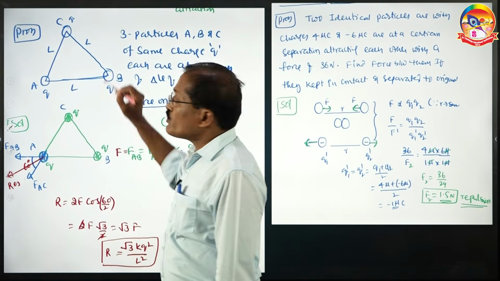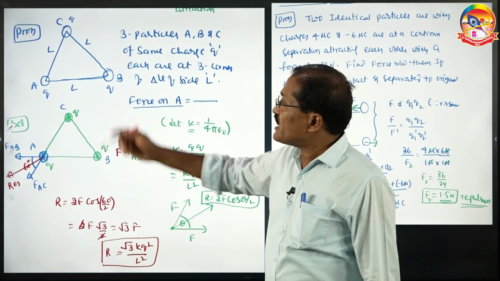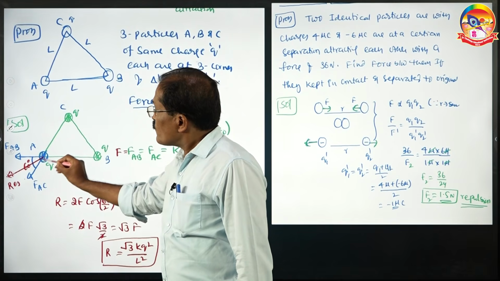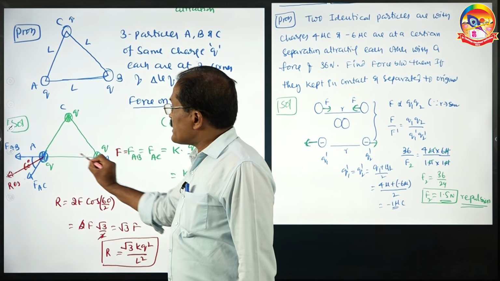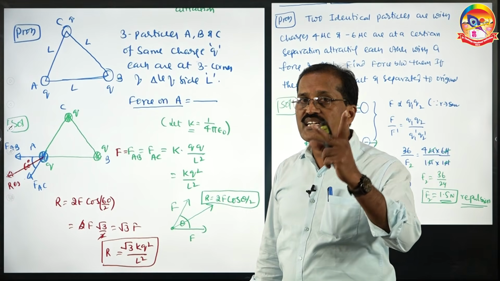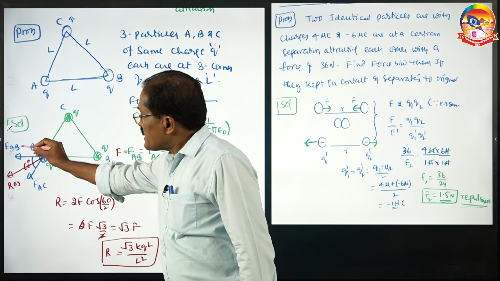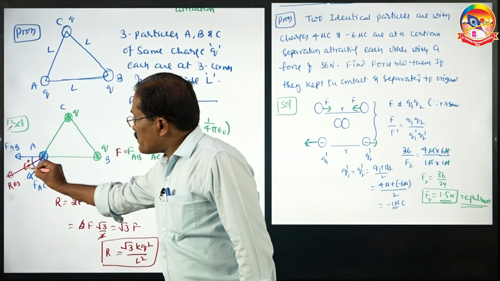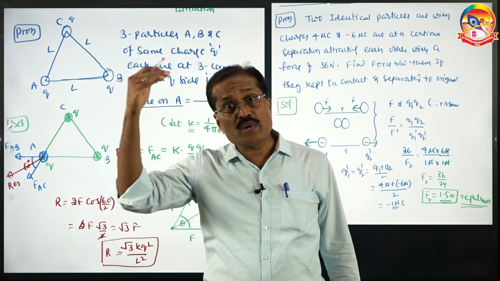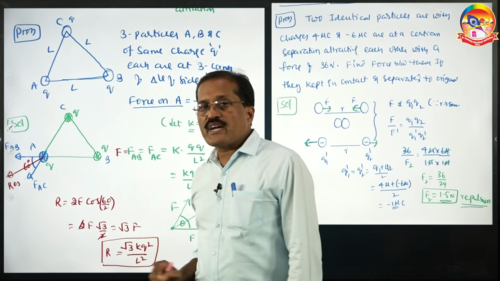All are Q, Q, Q, all like charges and equidistant. Therefore, the charge at A is under the influence of a repulsion force by C and a repulsion force by B, both repulsive because they are like charges. Therefore, the net force will be the resultant of these two forces, acting along here, and from the parallelogram law of vector addition, which you know from the motion of a body in a plane, R is equal to 2F cos theta by 2.